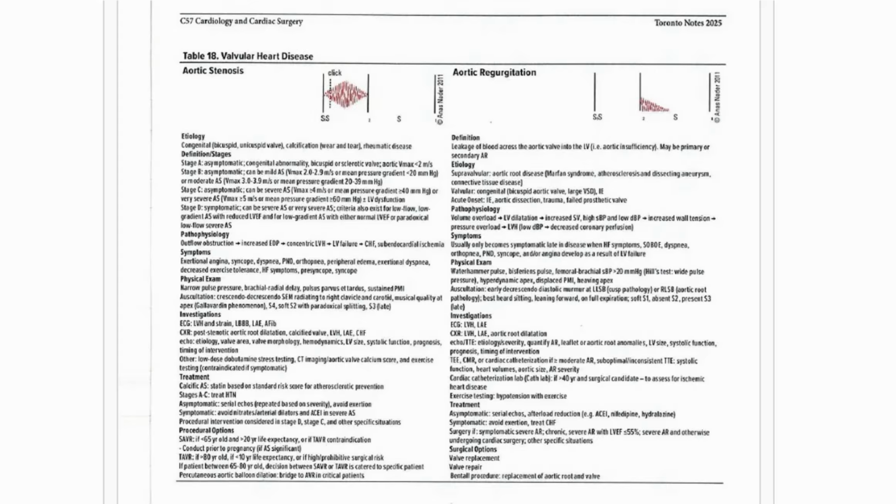Surgical options. As shown in Table 18, surgery is recommended for symptomatic severe aortic regurgitation, asymptomatic severe regurgitation with left ventricular dysfunction, and patients undergoing other cardiac surgeries. Available procedures include aortic valve replacement, valve repair in selected patients, and the Bentall procedure, which replaces both the aortic root and the aortic valve when root disease is present.